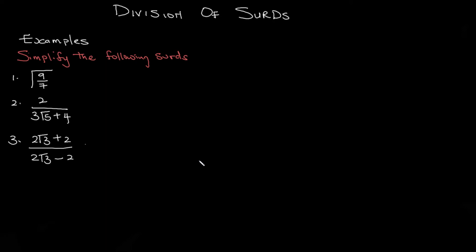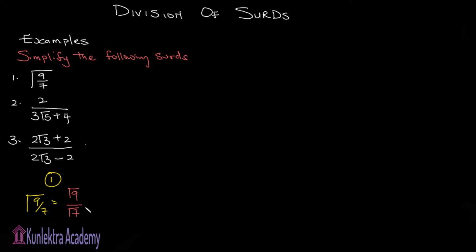Here we are going to be looking at division of surds, and I'm going to be using these three examples to explain how we can divide surds or simply rationalize, because most of the time when you have a surd in the denominator of a fraction, you have to rationalize. Number one says root 9 over 7. Now this can also give us root 9 over root 7.